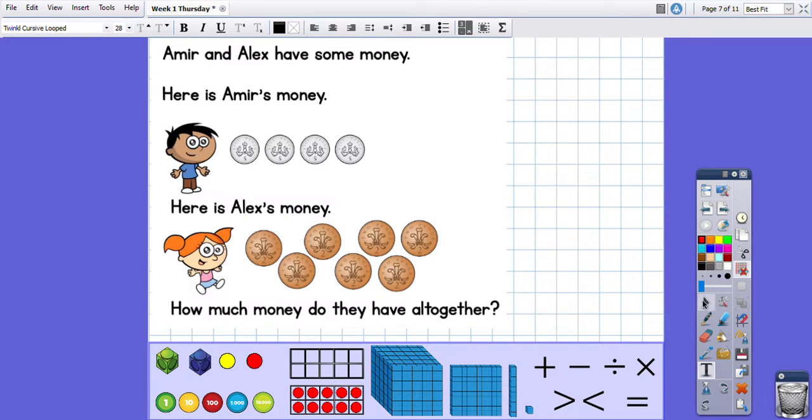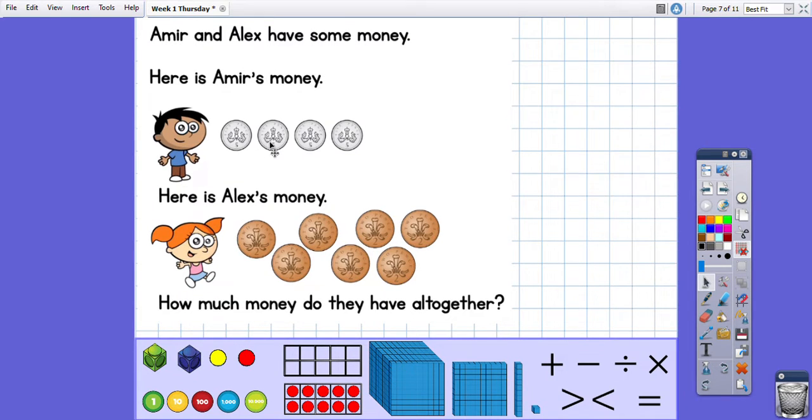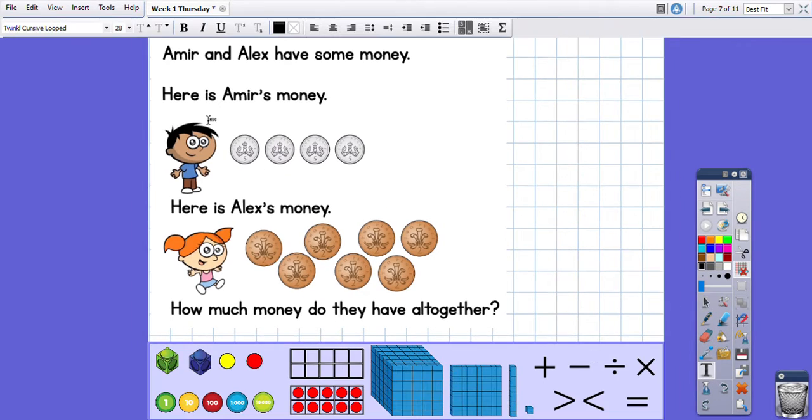Now I know a lot of you will just count 1, 2, 3, 4, 1, 2, 3, 4, 5, 6, 7 and say that Alex has got more money because she's got more coins. But it doesn't work like that with money. You need to see how much each coin is worth. So each of Amir's coins is worth 5p.